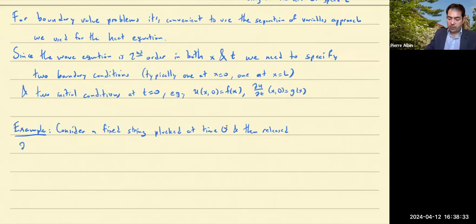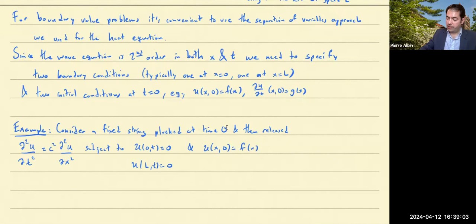So that means the equation we're looking at is two derivatives of u with respect to t equals c squared times two derivatives of u with respect to x, subject to Dirichlet boundary conditions at x equal to 0 and at x equal to L. And then we're going to impose our initial conditions: u of x, 0 is f of x, and du/dt at x, 0 is going to be 0.